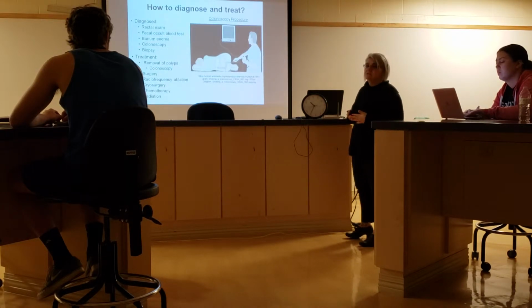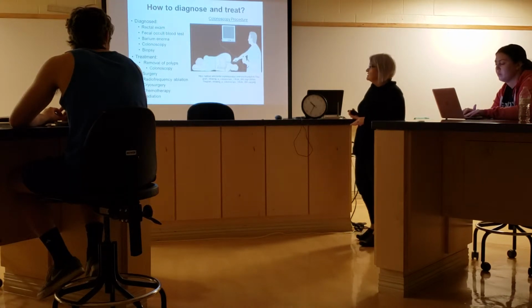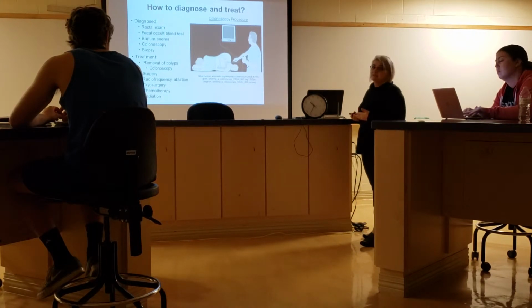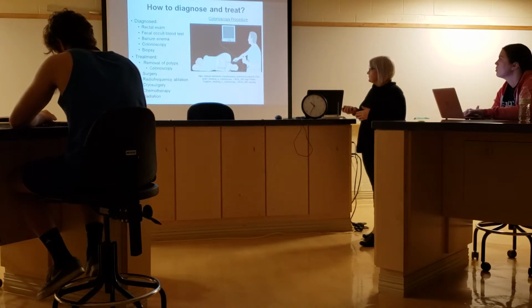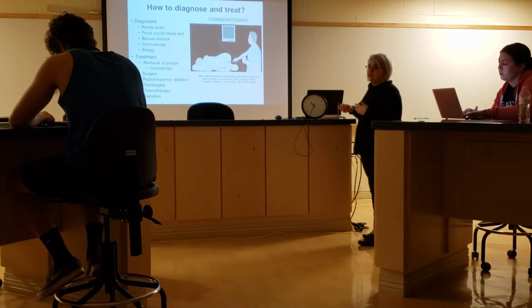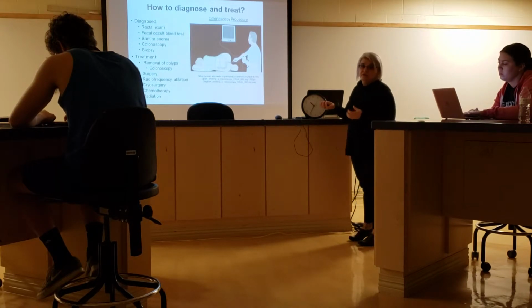So, ways to diagnose and treat colon cancer. Colon cancer is diagnosed through rectal exams, fecal occult blood test, barium enemas, colonoscopies, and through the colonoscopy, if a polyp is found, then a biopsy needs to be done. And this is a picture of what a typical colonoscopy will look like. You have your physician and a patient with their backside exposed to the physician. A probe is inserted through the rectum, as you'll see here.